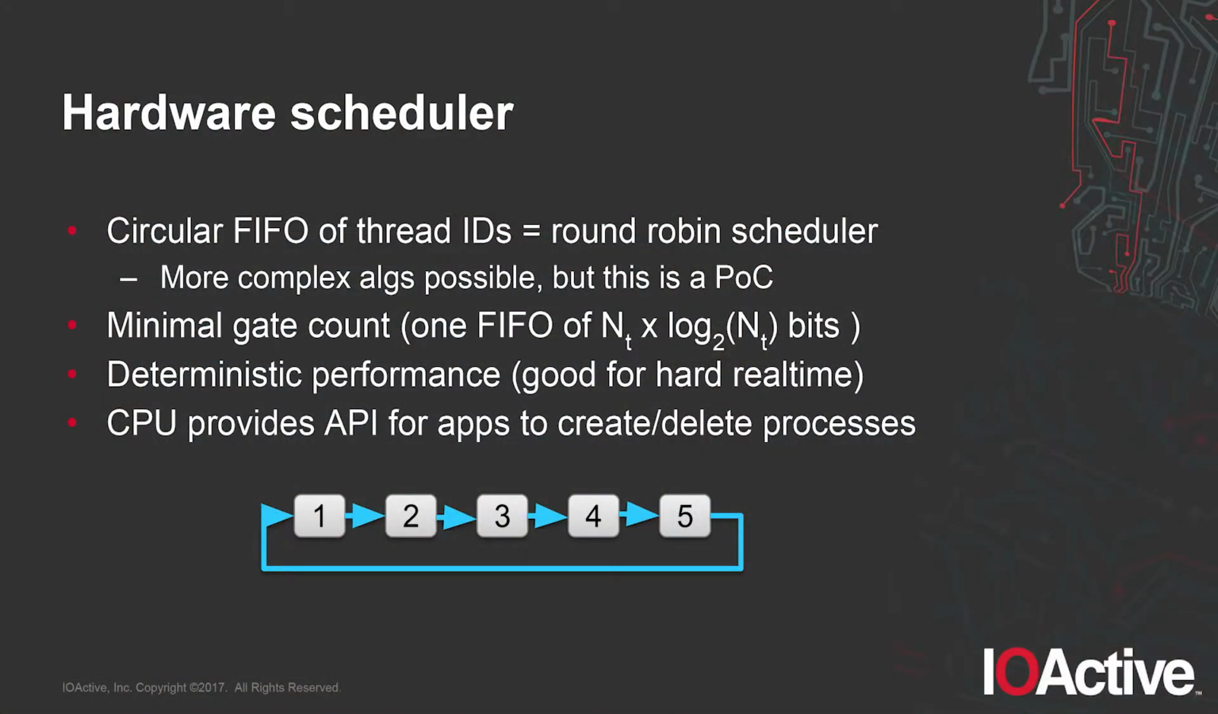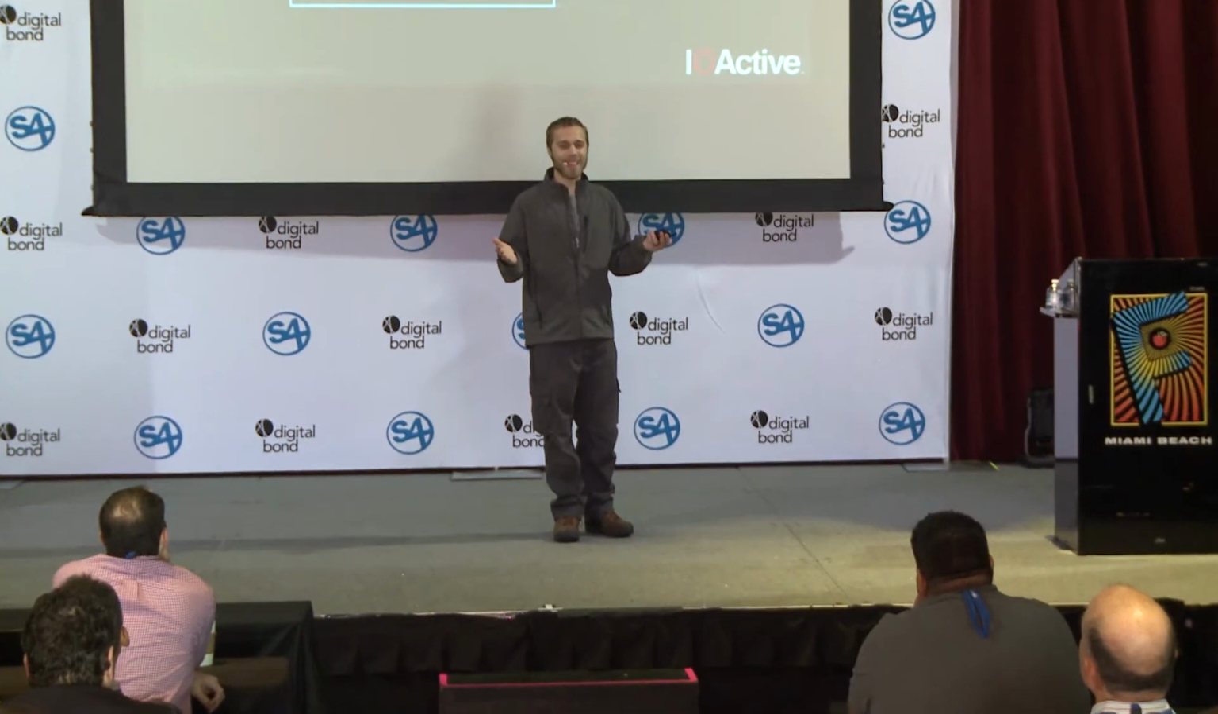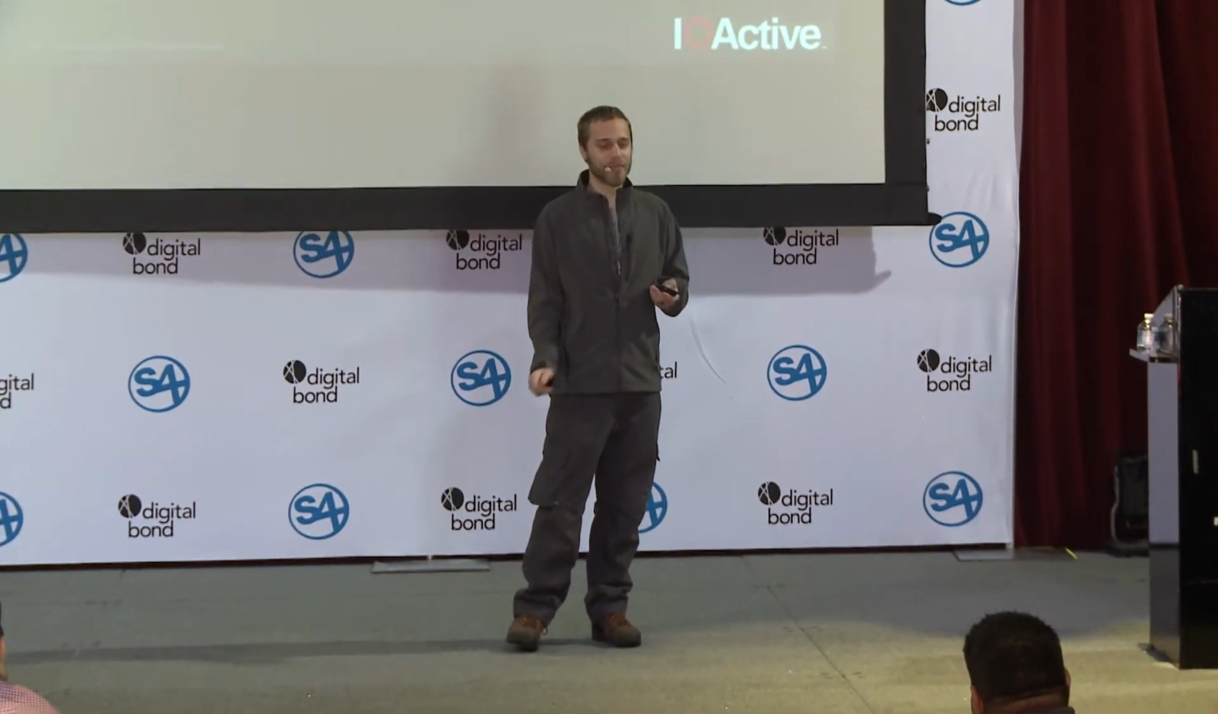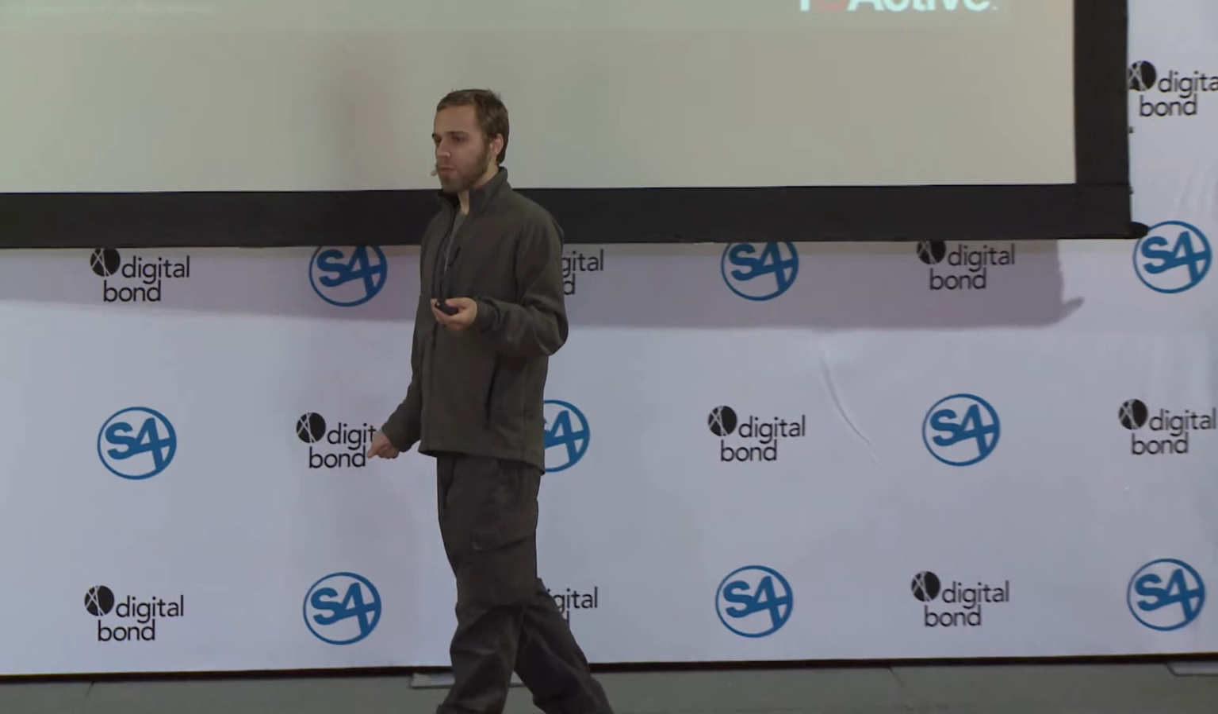Now, if we're doing a simple round-robin thread scheduler, which is perfectly fine for a lot of embedded systems, it gives you deterministic performance, it gives you simplicity, it's easy to verify that it does what it's supposed to, and the amount of logic you actually have to add to the CPU to do this is next to nothing. You need one FIFO, where if you have, say, 32 threads, you need a 5-bit wide 32-entry FIFO. That's nothing compared to the size of a modern CPU. And all you have to do then is provide an API to this FIFO that allows applications to create new processes, to terminate themselves, etc.